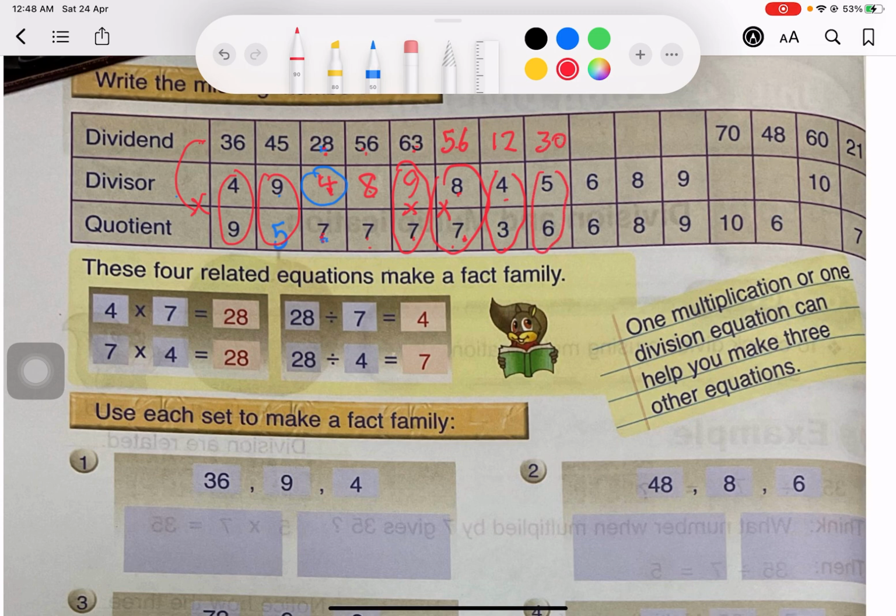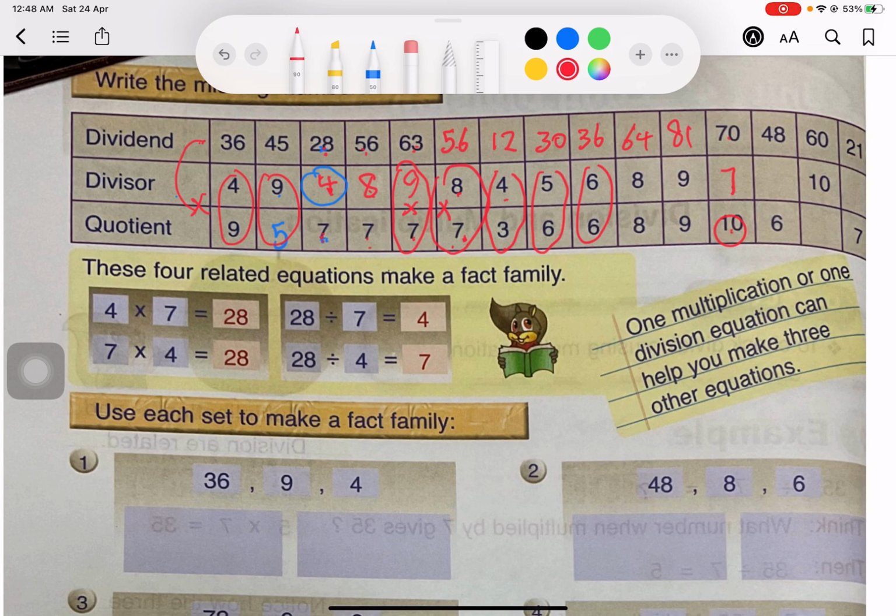I am getting the dividend. 6 and 6 multiply, 36. 8 and 8, it's 64. 9 and 9, it's 81. 70 divide what give you 10? What number you multiply by 10, you get 70? Yes, it is 7. Now check your answer.